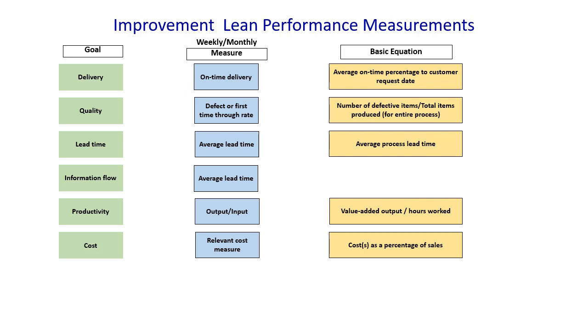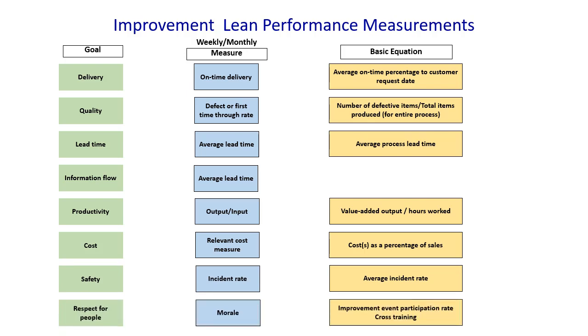We want to measure the cost. So cost is a percentage of sales or something else, depends on what the process is. We want to measure, again, safety and morale. Now, as I said with the process measures, we'll look at these in more detail when we get into each of the specific accounting functions.